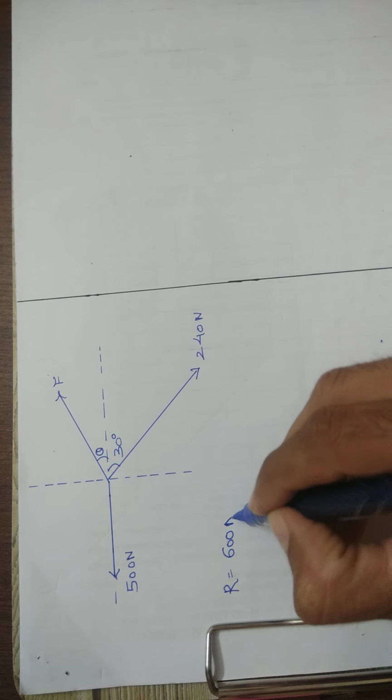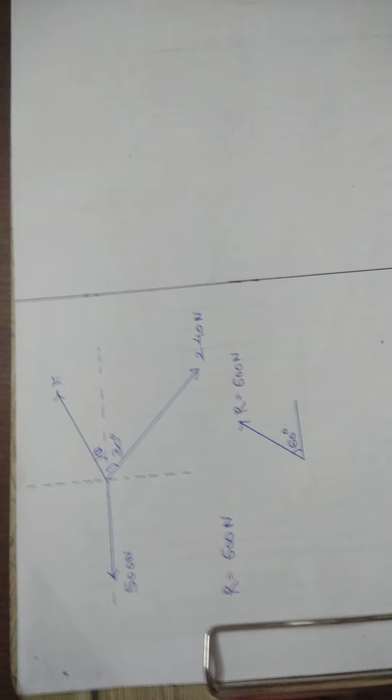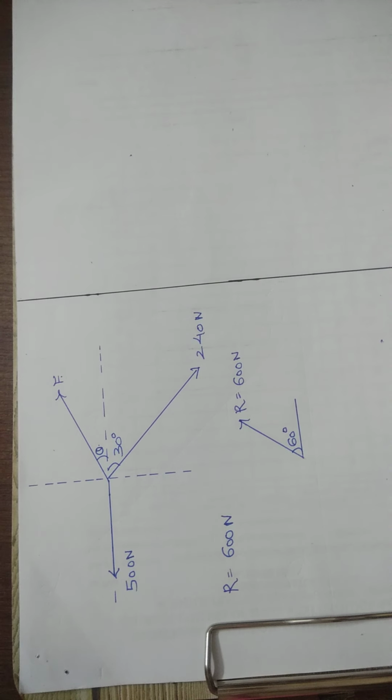So here I am drawing the resultant. This condition is already given in the question. So R is 600 Newton, and this R is making an angle of 60 degrees. With the help of these conditions, we have to find out the components and we have to find this force F and theta. So no need to get confused here. First we will resolve this resultant.